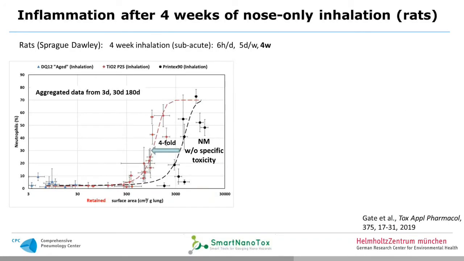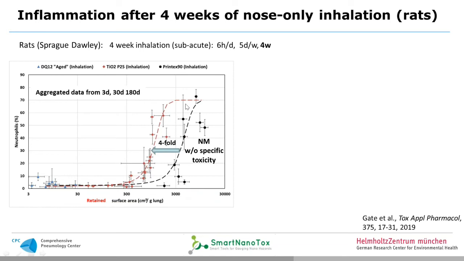Now let's move to inhalation, nose-only inhalation. Here we have 4 weeks of inhalation, subacute, 6 hours per day, 5 days per week, 4 weeks exposure, and then a 3-day acclimatization period, and then you do the same thing, take the BAL, neutrophil influx, and now you have the retained surface area, not the delivered, but what is retained in the lungs after that exposure.